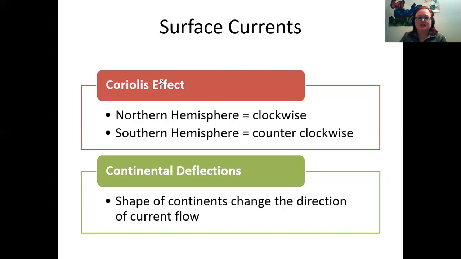Anyways, moving on. Surface currents continued. With the Coriolis effect, the northern hemisphere goes clockwise, and the southern hemisphere goes counterclockwise. And the continental deflections, the shape of the continents, change the direction of the current flow.